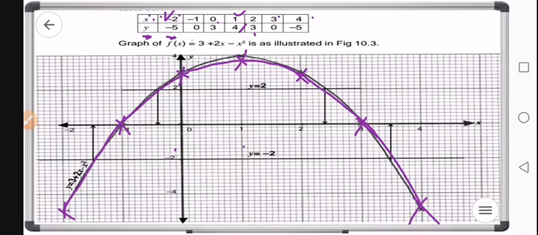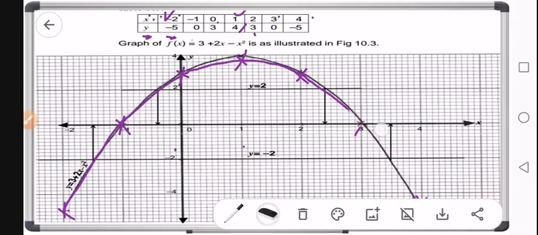Okay, let me draw these points again. Hey, no. I'm going to change it. I'm going to change my points.